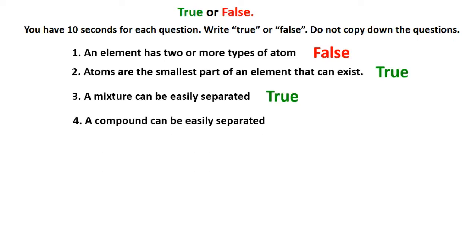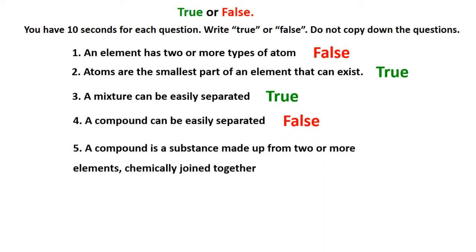Number 4. A compound can be easily separated. Is it true or false? Okay, spot on. It's false. Next: a compound is a substance made up of 2 or more elements that has been chemically joined together. Is it true or false? You are spot on. It's true.